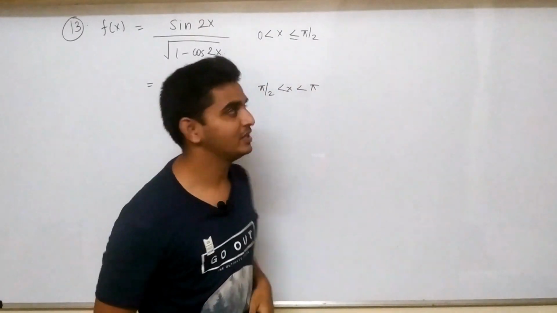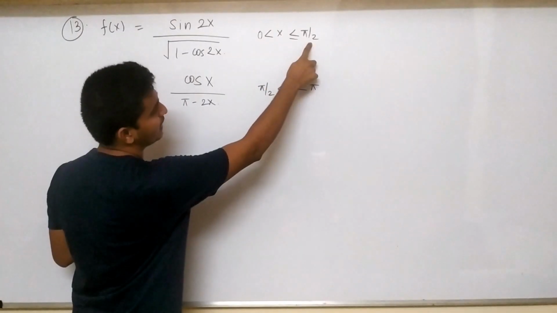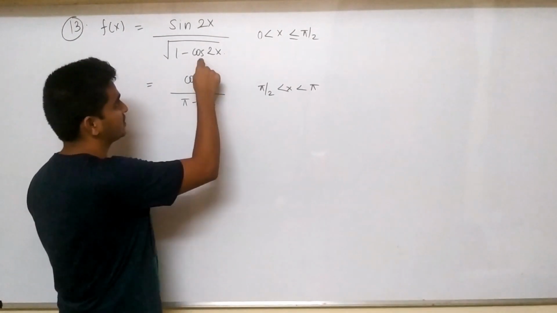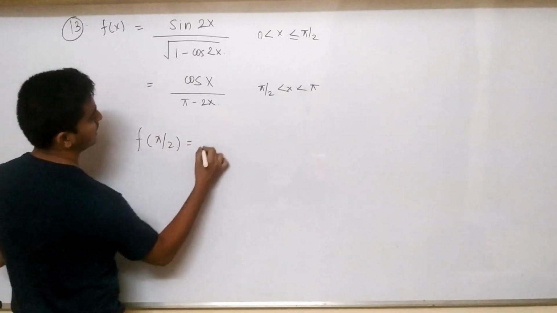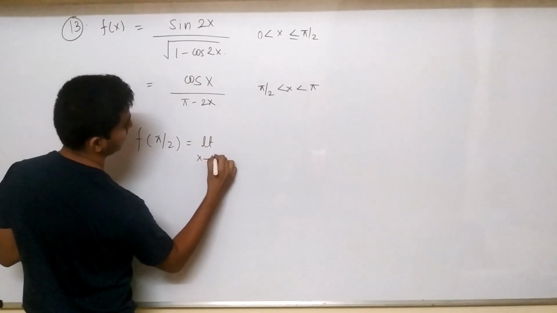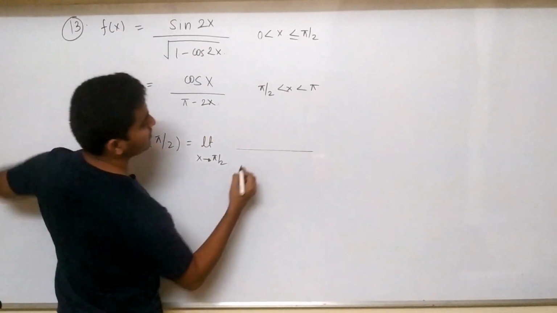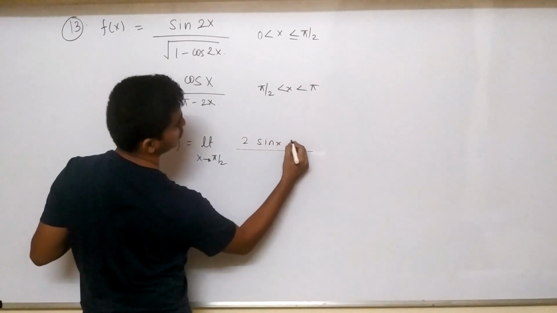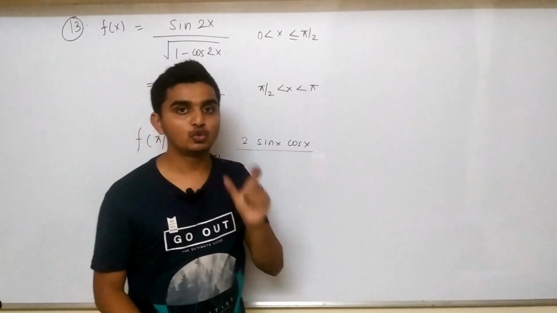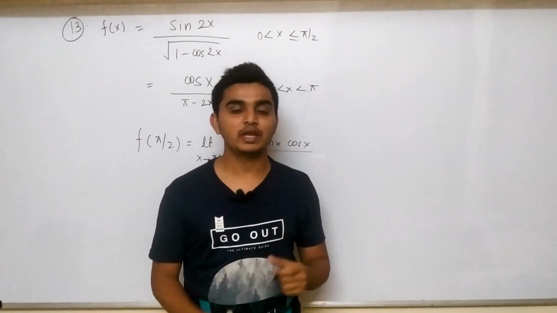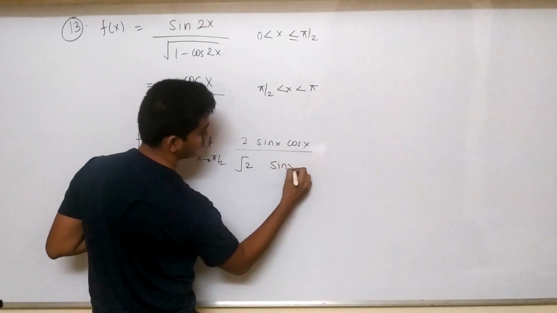Now we'll take the 13th question, which says that the angle x for this function is between 0 to pi by 2, and it equals pi by 2 in the first function. So immediately we can say f of pi by 2 can be stated as the limit as x tends to pi by 2 of this function. Sine 2x can be written as 2 sine x cos of x, and 1 minus cos of 2x can be written as 2 sine square x. When you have 2 sine square x under root, you can take that root out and simply write it as sine of x.